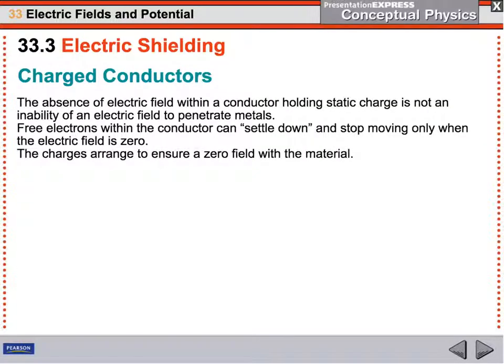The absence of electric field within a conductor holding static charges is not due to an inability of an electric field to penetrate metals. Free electrons within the conductor can settle down and stop moving when the electric field is zero. The charge is arranged to ensure a zero field within the material.